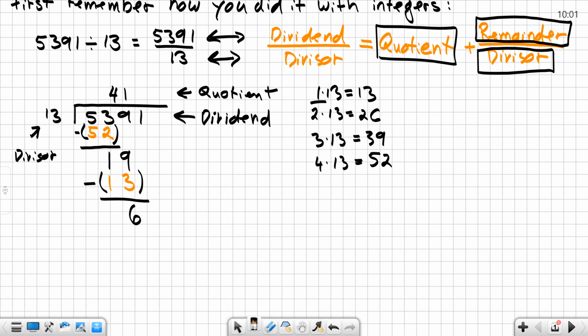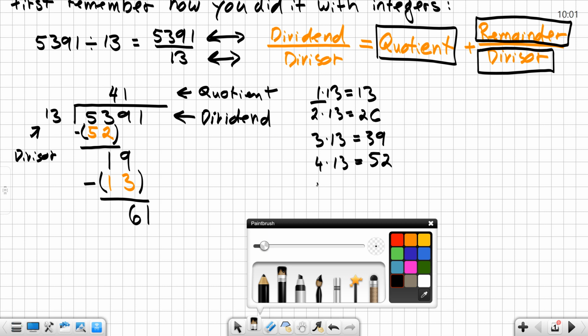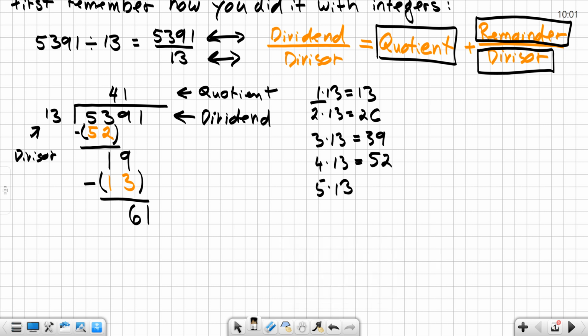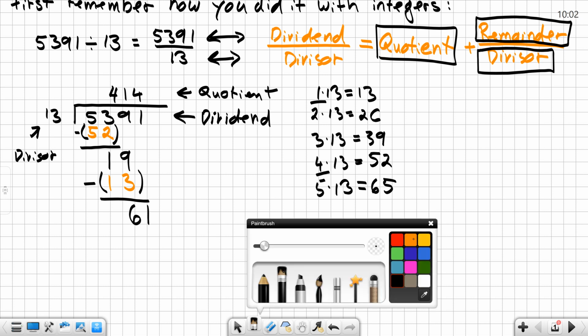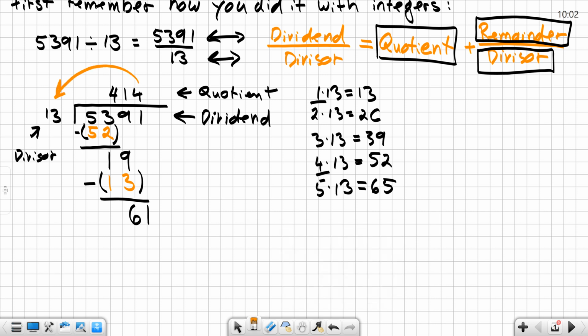There is still something that you can bring down from the dividend, that is the digit 1, the tens unit, so to speak. And I do the same thing as before. 13 goes how often into 61? Does it go in there 5 times maybe? 5 times 13 would be 65. No, that is too much. So it goes at most 4 times into it. And as before, 4 times 13 goes underneath here. You put the parentheses around it and then you subtract.